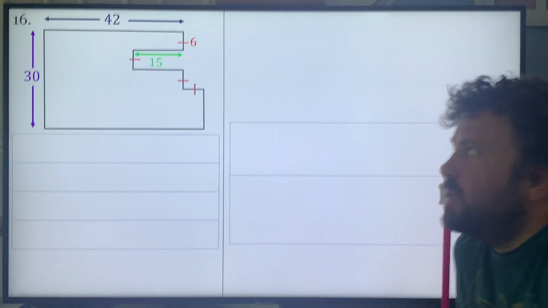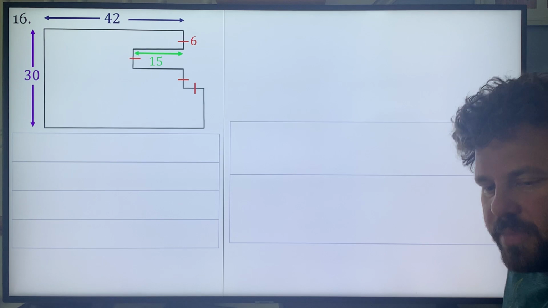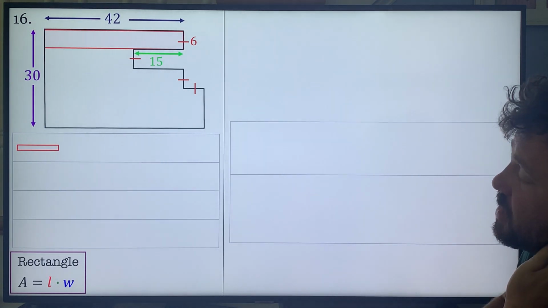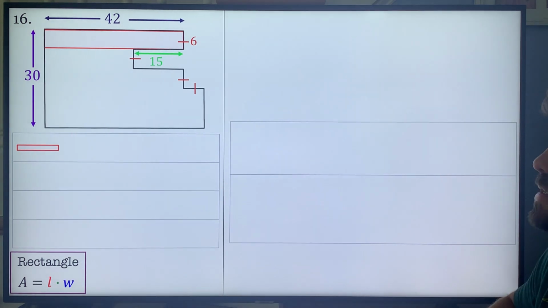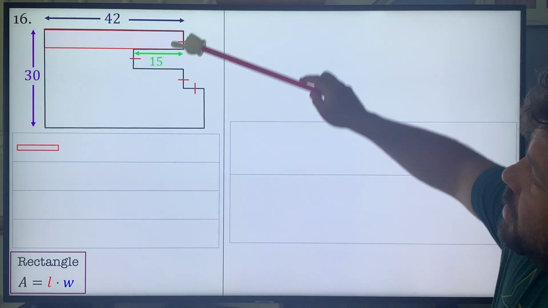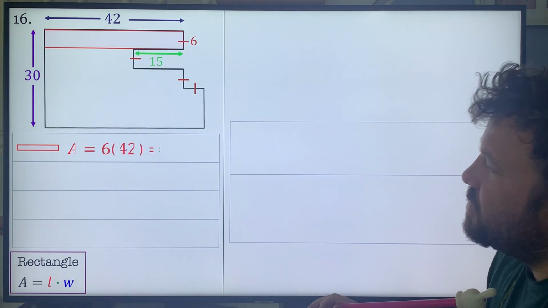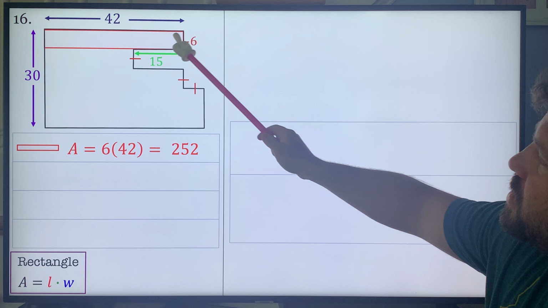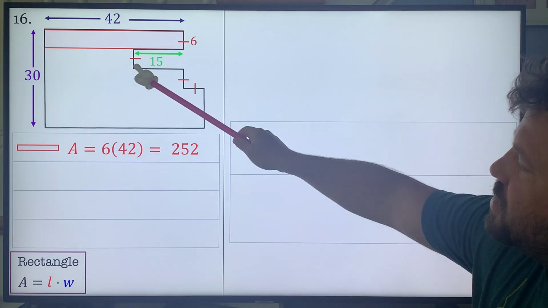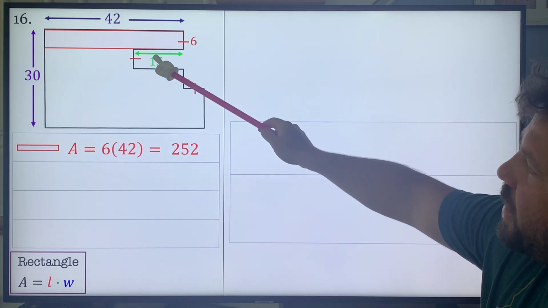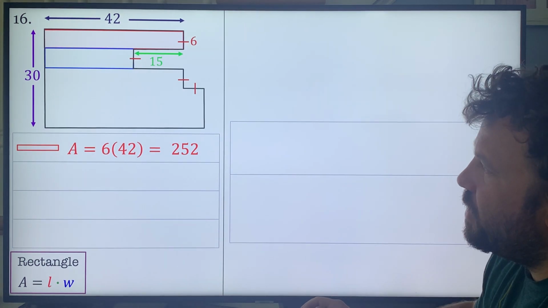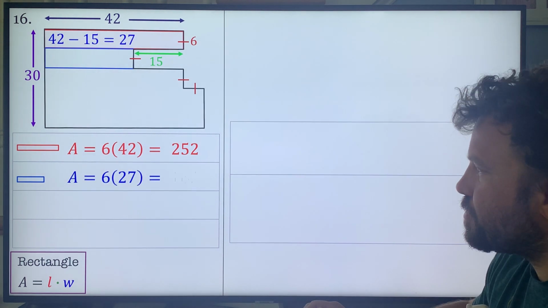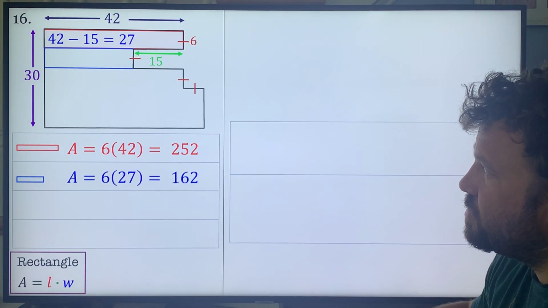Another one. This is a little tricky one. Not too bad. It's rectangles. I like to cut things horizontally. For me, it's easier that way. 6 times 42, 252. This one. All these marks here mean these are all 6s. So this is 6 by 42 minus 15 is what? 27. So it's 27 times 6. 162. All right.